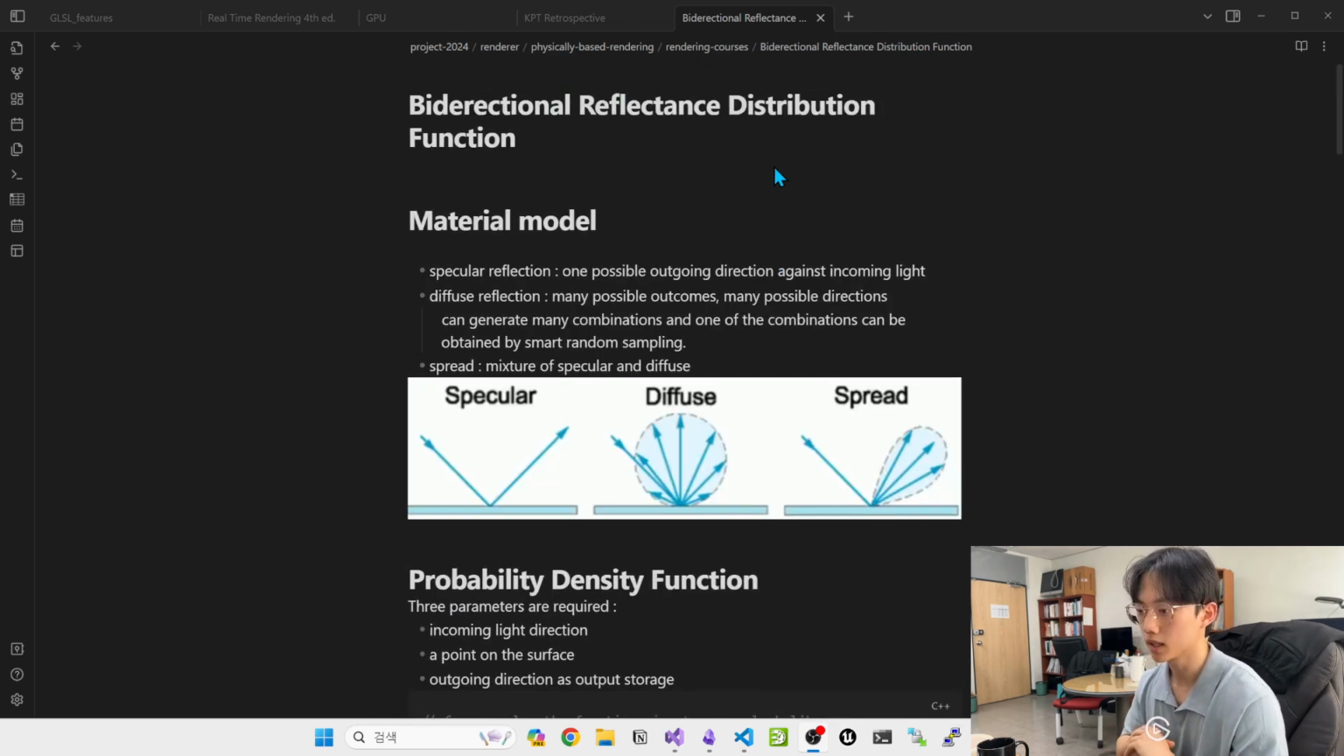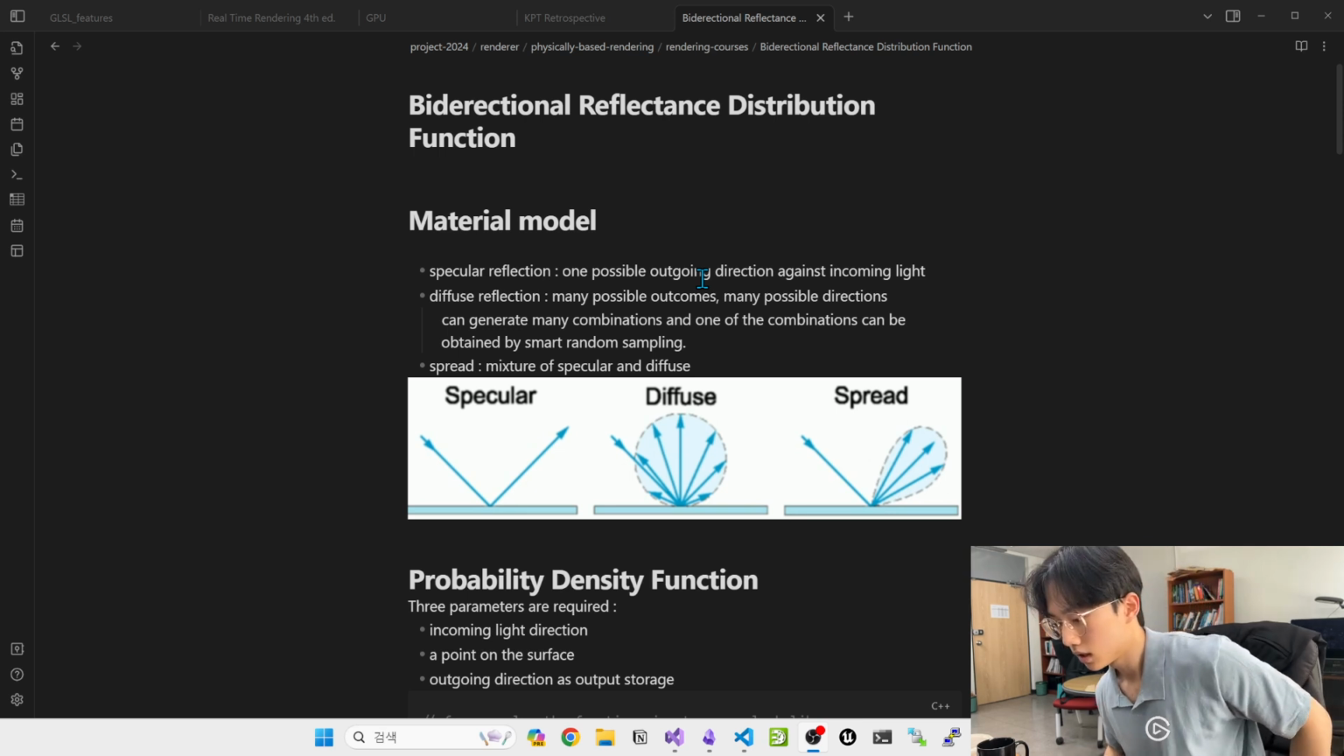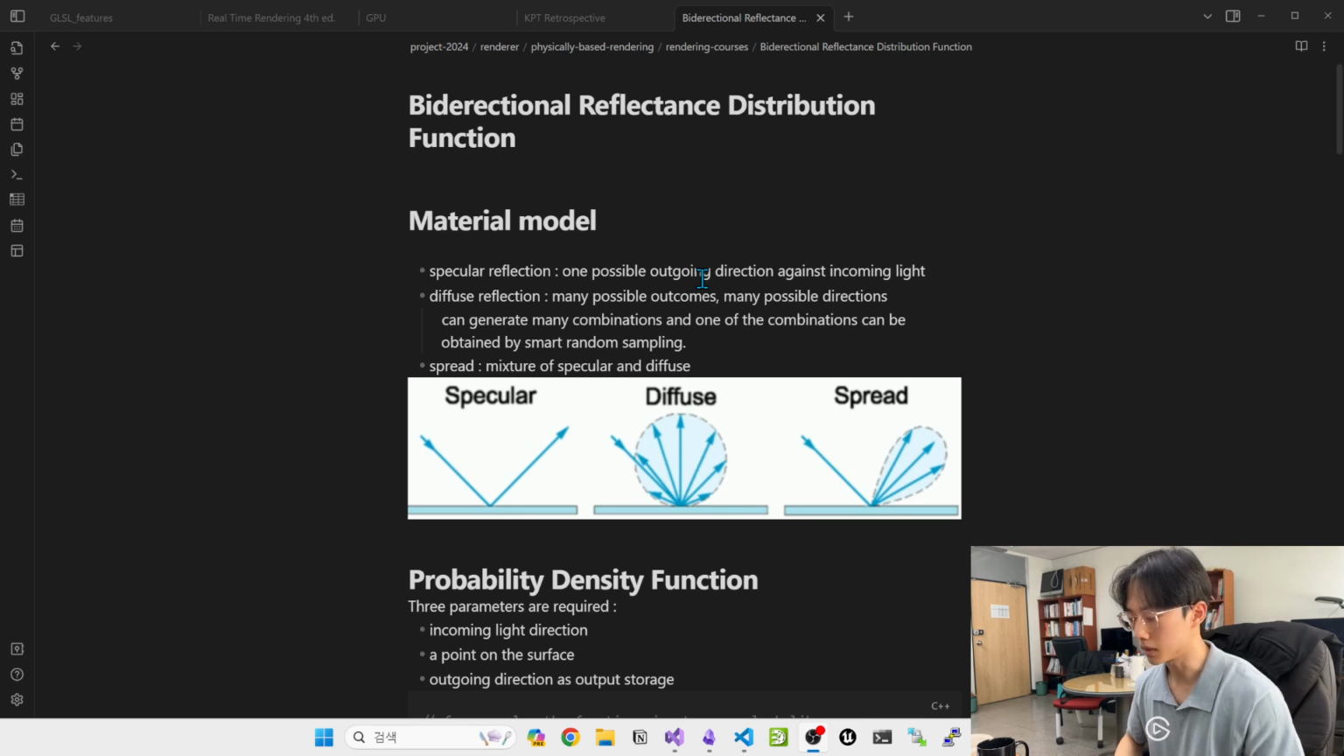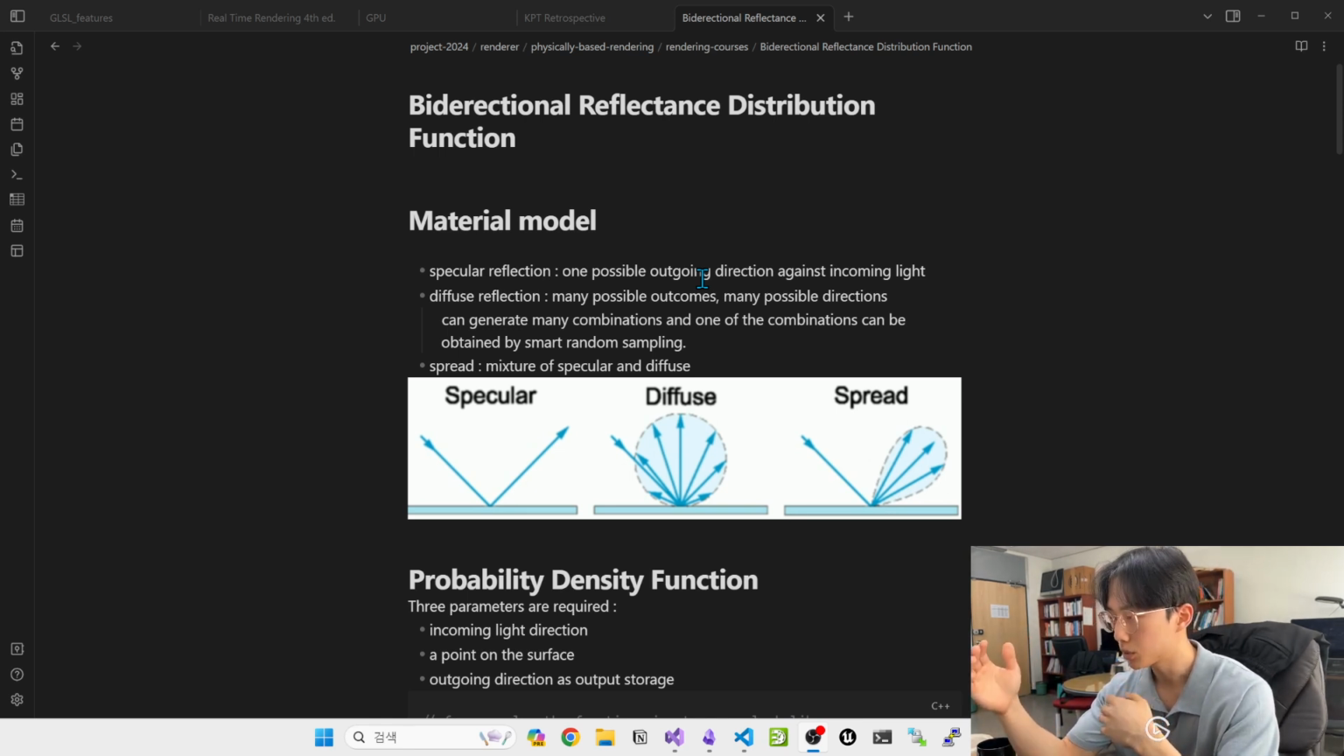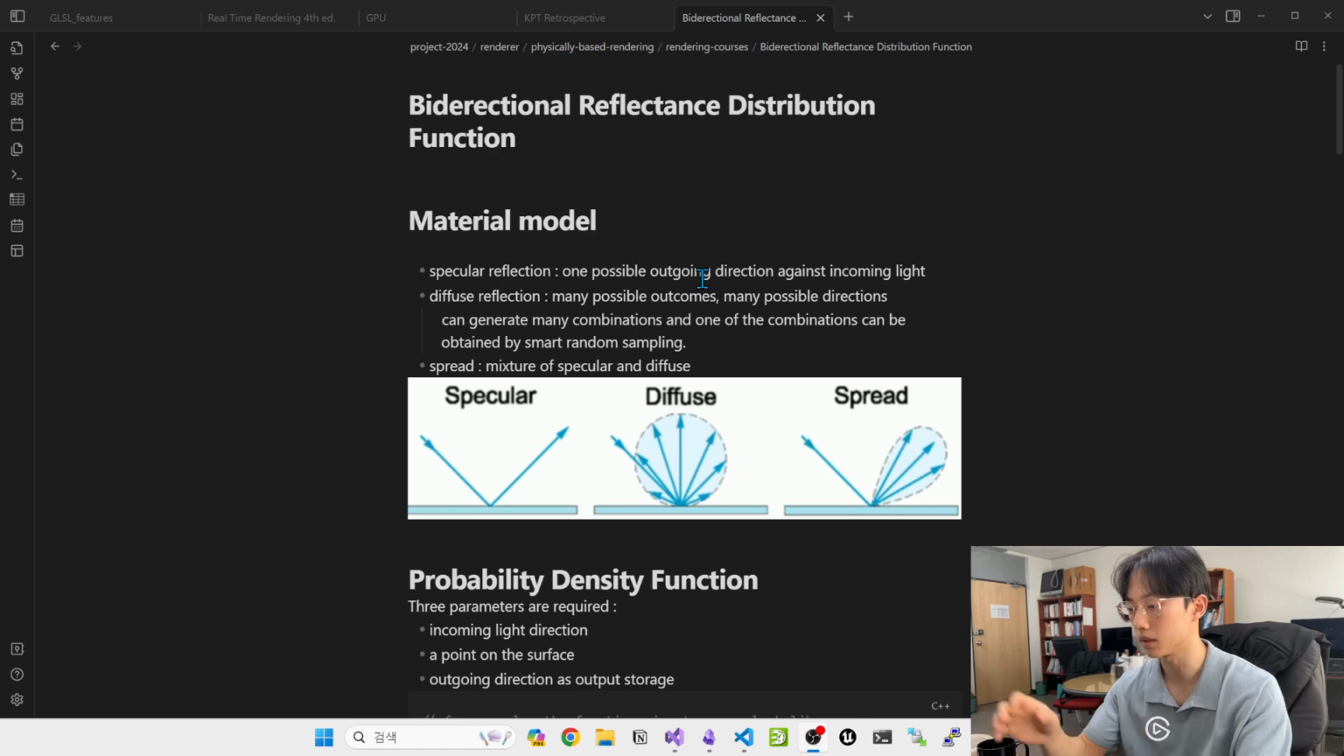Before I stop recording, let's recap what I learned today. The first thing I learned is the material model in physically based rendering. First, the material can have a specular reflection and a diffuse reflection, and a mixture of the specular and the diffuse. We are not considering the transmittance effect, because it is not reflected to our eyes. Maybe our eyes are behind the transmittance object. It can have an effect on the color of the surface, but to simplify the problem, we are not considering the transmittance here.